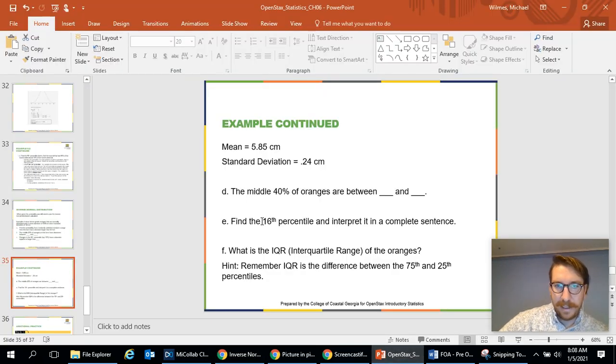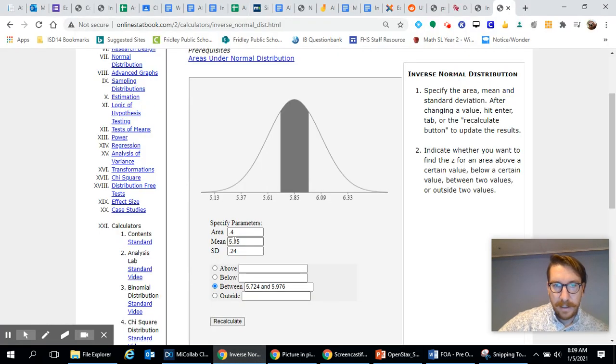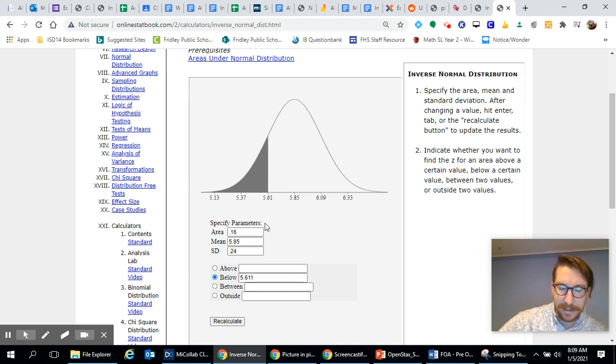Find the 16th percentile and interpret it in a complete sentence. So the 16th percentile, that tells us that we need to find the number that 16% are below. So we type in 0.16. We look for below because 16% will be below it. So 5.611. So an orange at 5.611 centimeter diameter has 84% larger than it and 16% less than it.